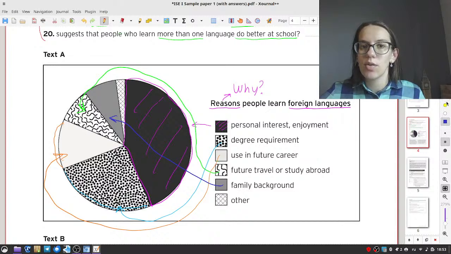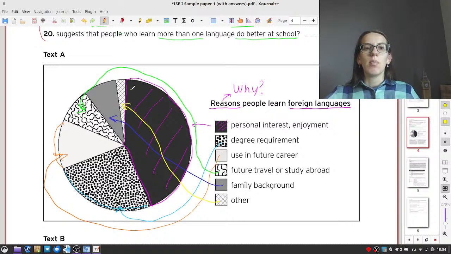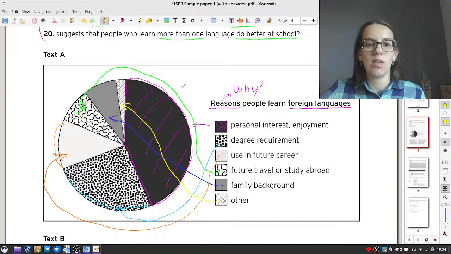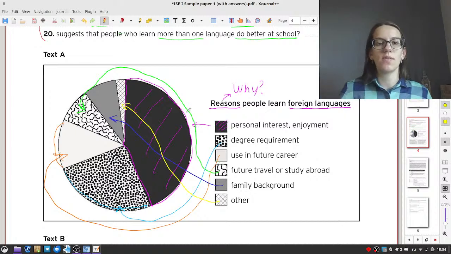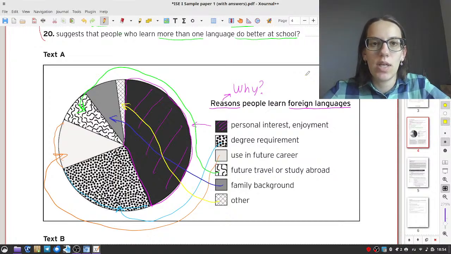Which color have we not used yet? Let's say yellow. Yeah, other. So some other reasons that are maybe very different, and they decided that this group is just too small to divide it into more reasons. All right. So we do have quite a lot of information here.